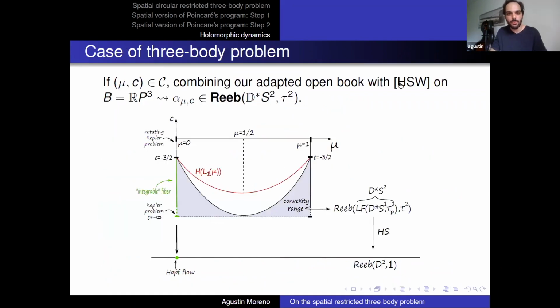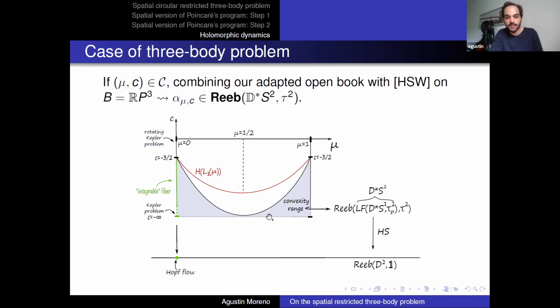And I'm probably already over time, but let me tell you what the case of the three-body problem is. So in the convexity range, Hryniewicz, Salomão, Wysocki give you these adapted open books for the planar problem. If you combine it with our open books with Otto, this tells you that the associated contact form is iteratively adapted to the structure. So in particular, it has a shadow.